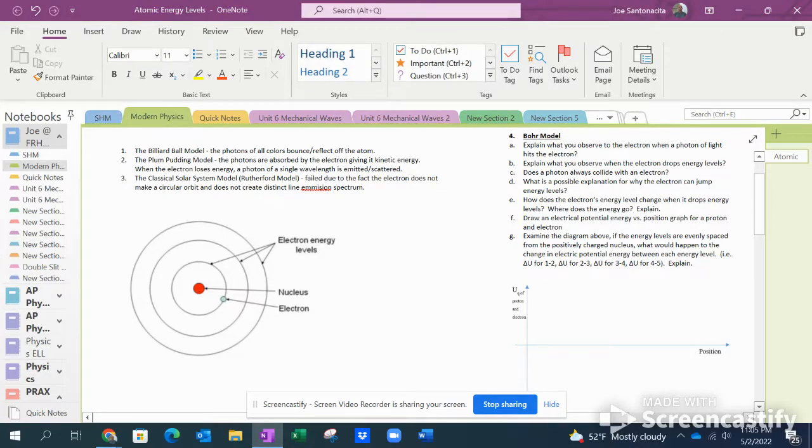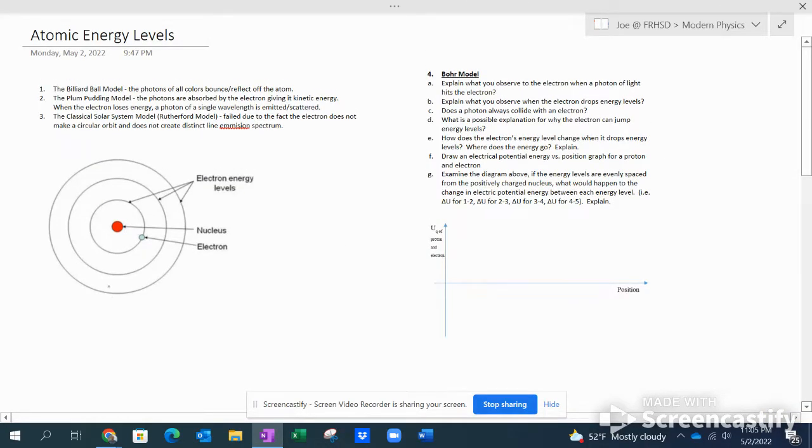Okay, so looking at the Bohr model, what we observed here was that when a photon came in and hit, the electron jumped energy levels. It kind of depended on the color or the energy of the photon itself. However, it jumped one energy level or two energy levels. The more energetic the photon, the larger the jump in energy levels.